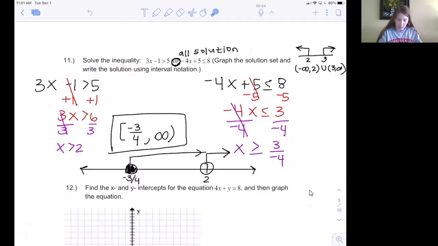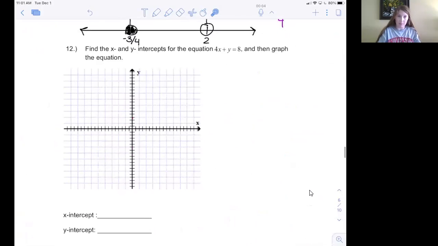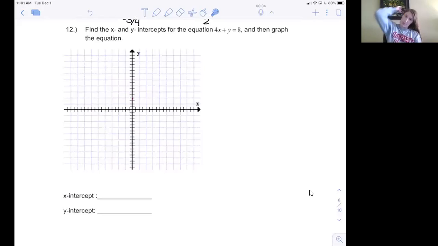Okay, let's go to this one, number 12. So it wants us to graph, and then it wants us to find the x and the y intercepts. You could do this a couple of ways. Just like we did before, you can solve for y, and then graph it that way, and see what the x or y intercepts are. Or you can find the x and y intercepts and then just draw a line between the two of them. We're going to do it that way just because it's something different.